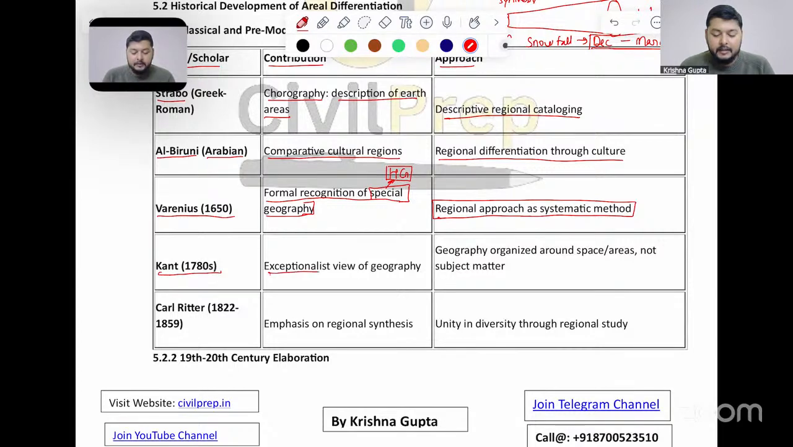Here he gave the exceptionalist view of geography, that geography is one of the subjects which has to be studied in a very unique manner. It is not overlapping with other subjects, and it is quite unique in its structure, which he gave as a part of the chorography and chorology. Then geography organized around space, areas, not the subject matter. We have seen this in the previous lecture.